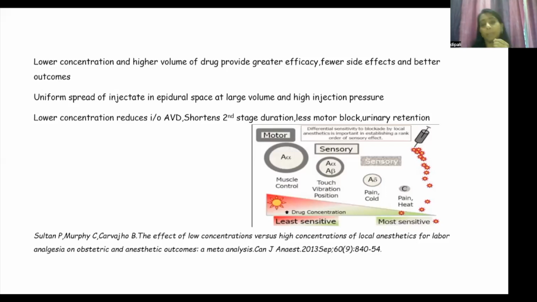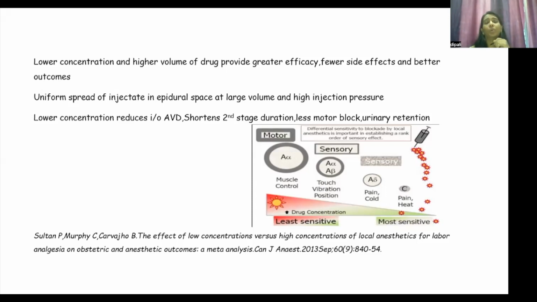which carry the pain, are more sensitive to local anesthetic. So at lower concentration, we can block them. Whereas the motor fibers are less sensitive to local anesthetic. So at lower concentration, they are not going to get blocked. We can get good analgesia but no motor block at lower concentration and higher volume.